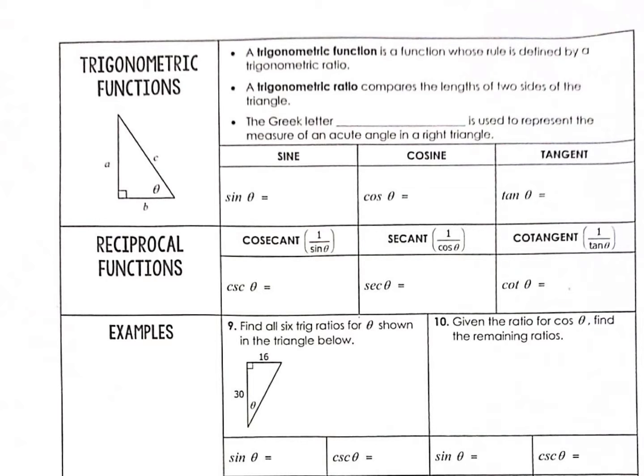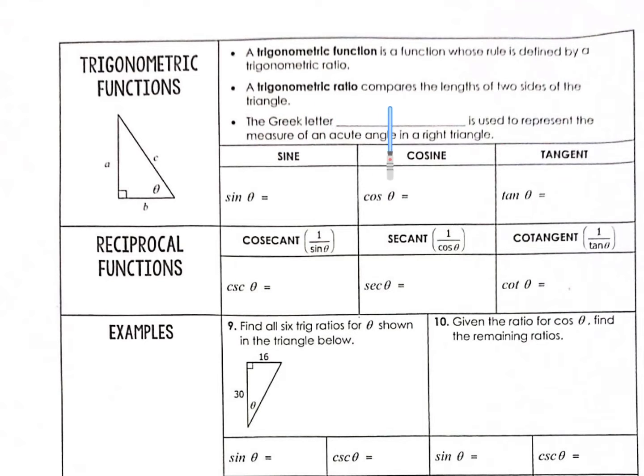So today we're going to look at the second half of lesson 13.1, which is on trigonometric functions and the reciprocal functions and trig ratios of special right triangles. So we're going to use information from yesterday's lesson in today's lesson. But a trig function is a function whose rule is defined by a trig ratio.